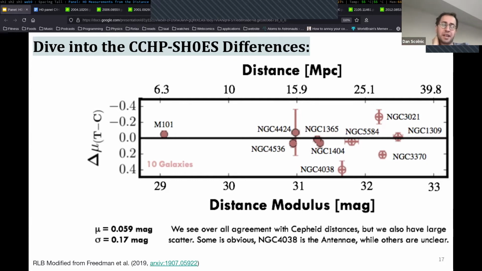So SH0ES has its next big paper coming out, hopefully sometime soon. And so we're doubling this calibrator sample, but also people went back and rediscovered and found more Cepheids in a lot of these galaxies. So a lot of this will get better. From what I've seen, I'd say this 0.06 mag doesn't seem to be really going away, but the analysis isn't quite done. But yeah, that's definitely doable and happening right now.